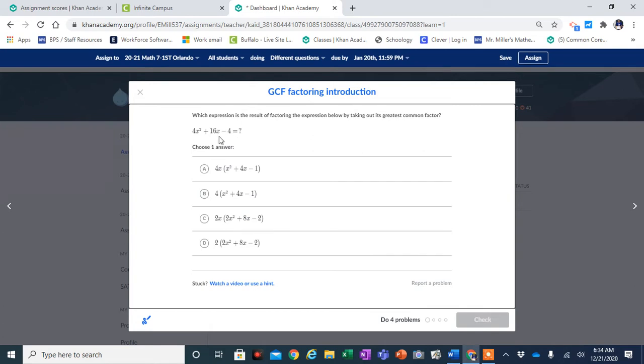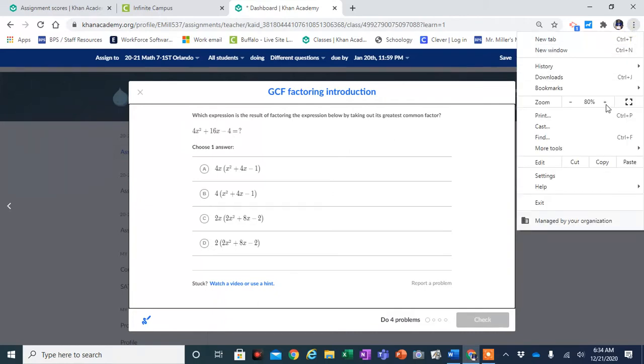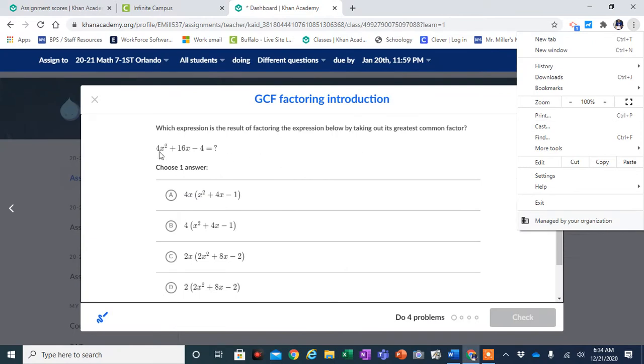So what we need to do is look at the numbers, look at the letters, and decide what we can pull out that is in all of them. I see an x squared, an x, and then no x, so I cannot pull out an x. However, I have a 4, a 16, and a 4, so I can pull out a 4. So my answer has to be B.